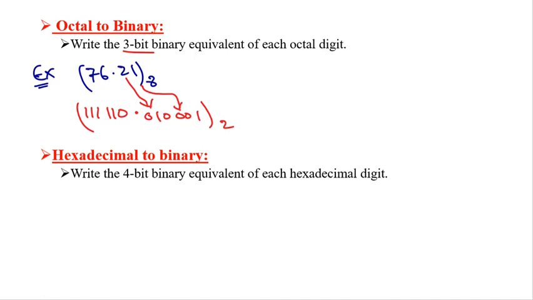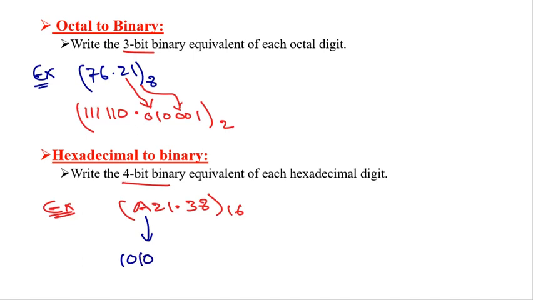In a similar manner, we can convert a hexadecimal number into binary by writing the 4-bit binary equivalent of each hexadecimal digit. For example, let us take a hexadecimal number A21.38 base 16. In order to convert this hexadecimal number into binary, write the 4-bit binary equivalent of each hexadecimal digit. In this number, the first hexadecimal digit is A, which is nothing but 10. The binary equivalent of 10 is 1010.